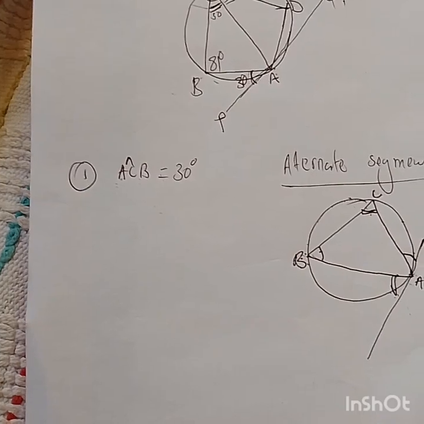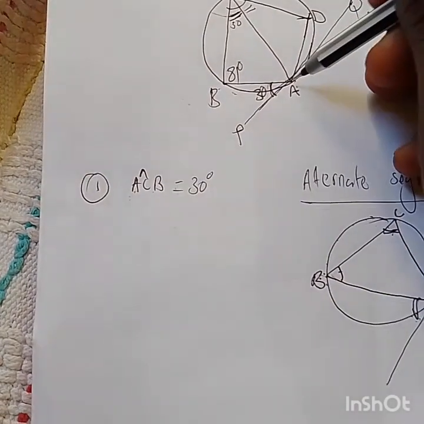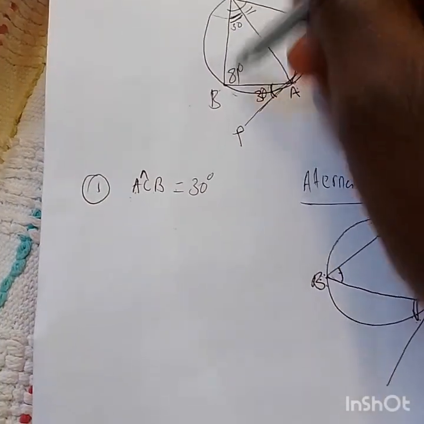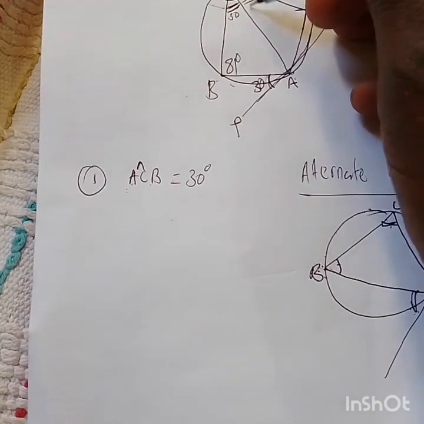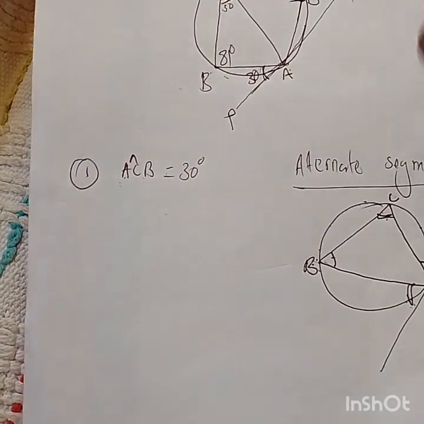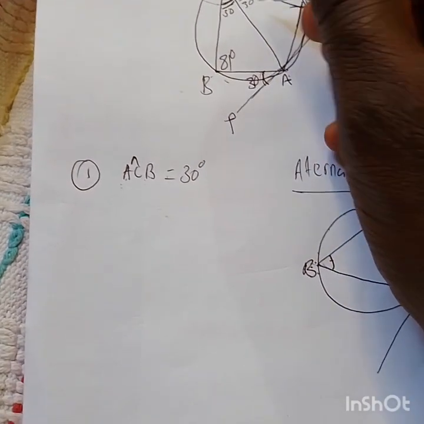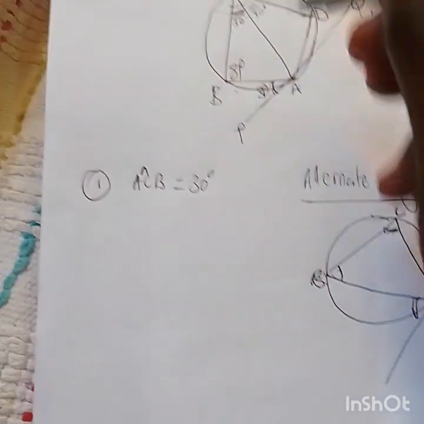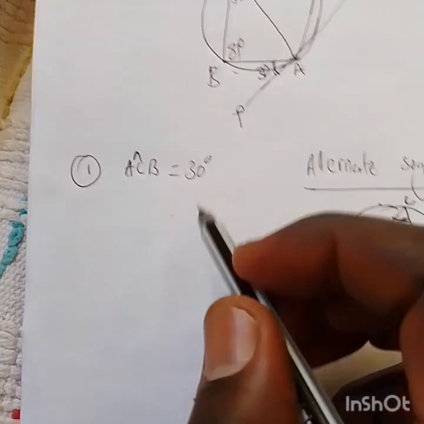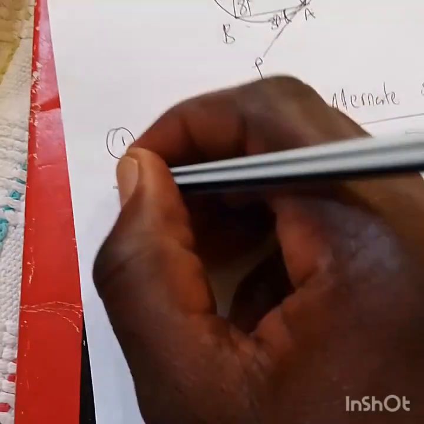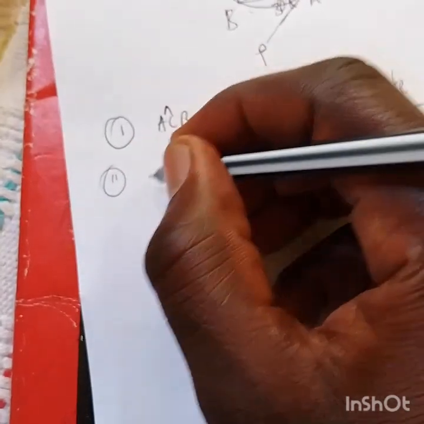And before we go very far, AC is the bisector of the angle. That means it divides the angle into two equal angles. So the answer for ACB is 30 degrees. Next, we need to find ADC.